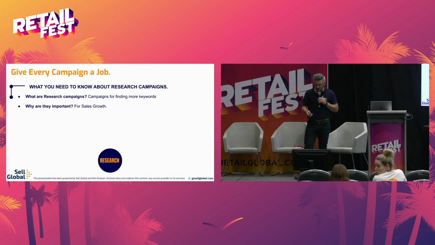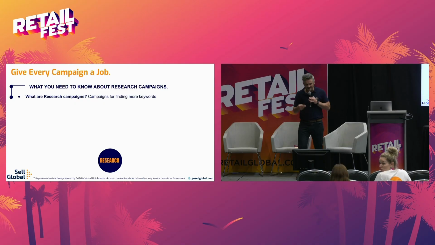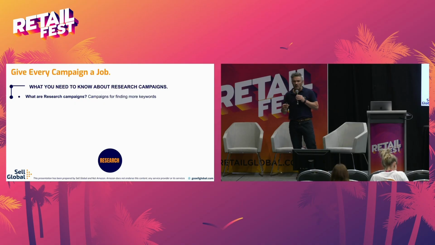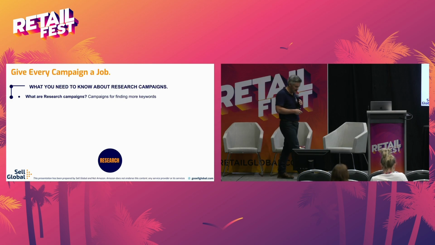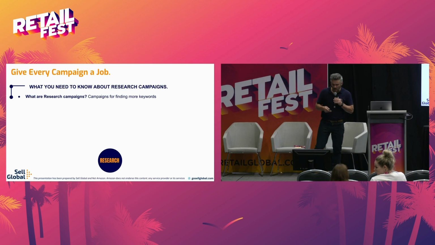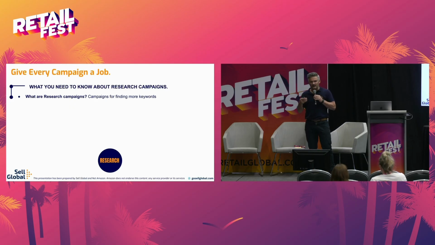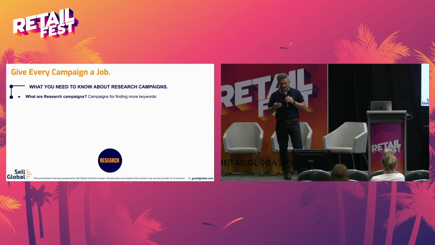The next is research campaigns. What are research campaigns? These are campaigns for finding more keywords. This is when we know we have good terms that we can go after. I'll stick with the tennis racket analogy. And we want to find terms that are similar to that. So large tennis racket, yellow tennis racket. We want to find terms that are similar to the ones that we're advertising.